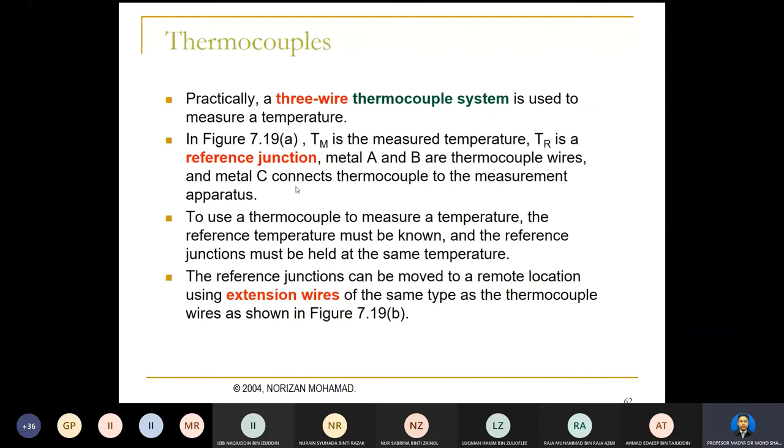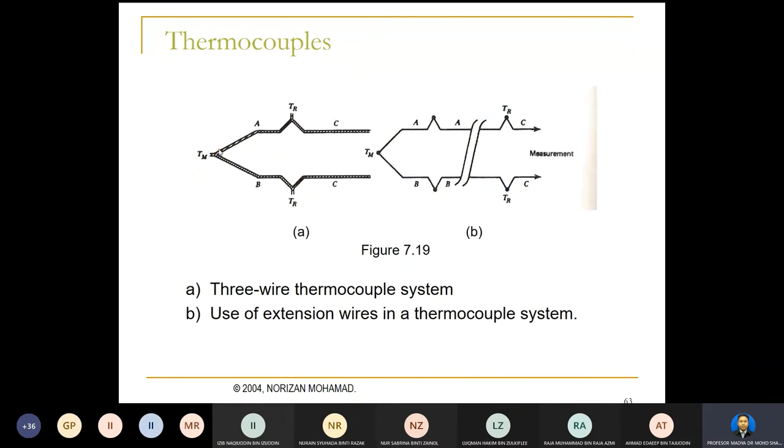And then, to use the thermocouple to measure the temperature, the reference temperature must be known. So we have to know the reference temperature here. What is our reference for this part and this part?